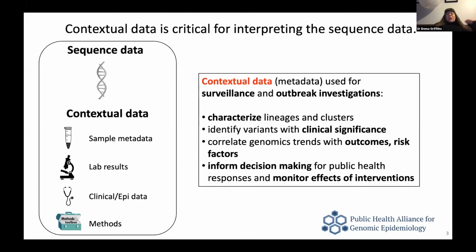So when we talk about public health genomics data, we're of course talking about the sequence data, but we're also talking about contextual data. And when I say contextual data, I mean the sample metadata, the lab results, the clinical and epidemiological information, as well as the methods information that are critical for interpreting sequence data and for making informed decisions based on analytical results. And it's really this contextual data in combination with sequence data that lets us do things like characterize lineages and clusters, identify variants with clinical significance, and correlate genomics trends with outcomes and different risk factors.